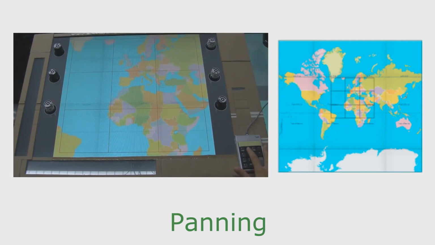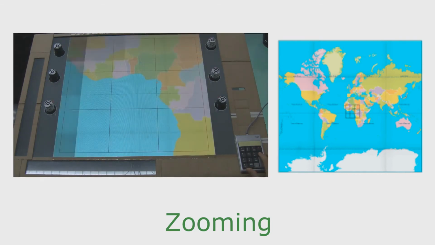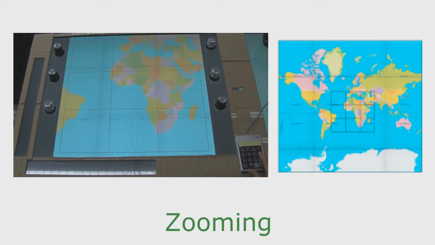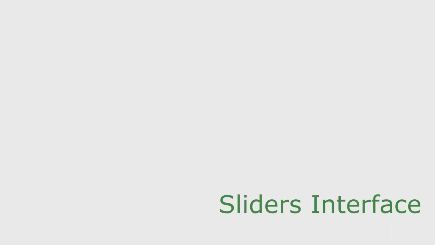12 o'clock, 3; 12 o'clock, 6; 12 o'clock, 9; 12 o'clock, 6; 12 o'clock, 3. When zooming, users can select 3 predefined scales, 1 per zoom level, by pressing the plus or minus keys. Metropolises, cities, towns, cities. The sliders interface supports continuous control.